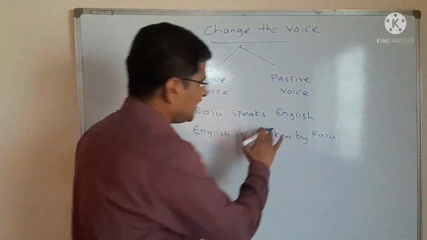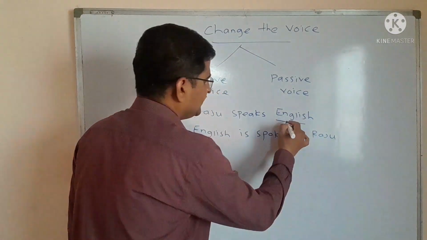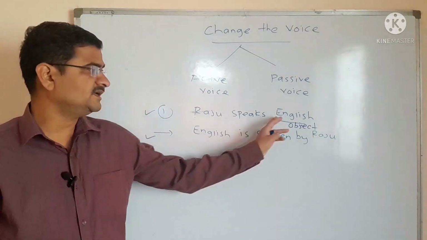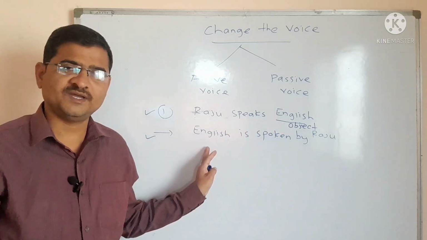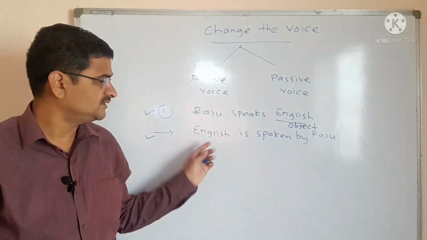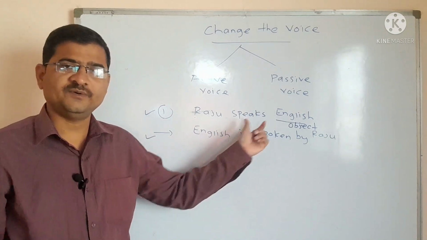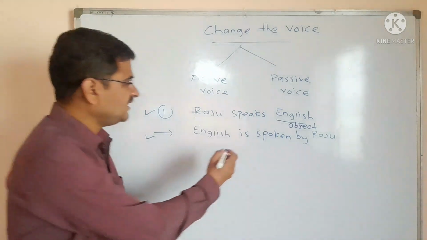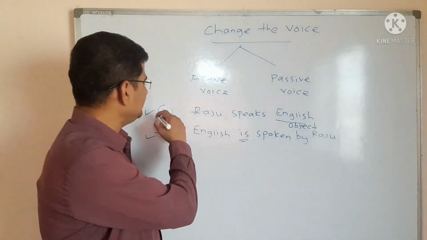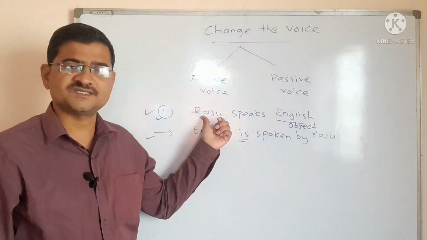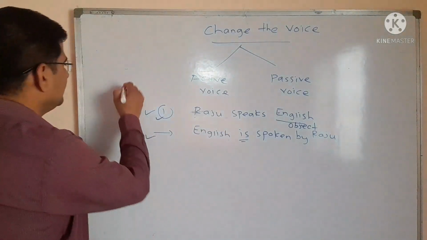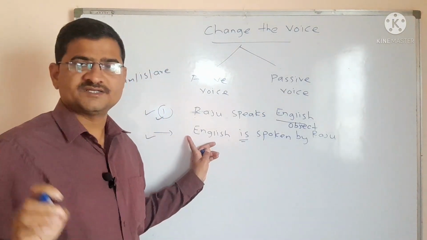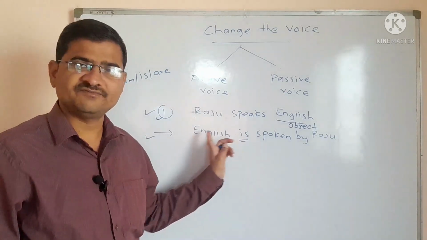So what changes do we have to make? The object of the active voice becomes the subject in the passive voice. Here English is the object in the active voice. In the passive voice, the object becomes the subject. After that, we have to take the helping verb. Here the given sentence is of the simple present tense. Therefore, we have to take the helping verb am, is or are. So here English is a singular subject. Therefore, we have taken the helping verb is after English.